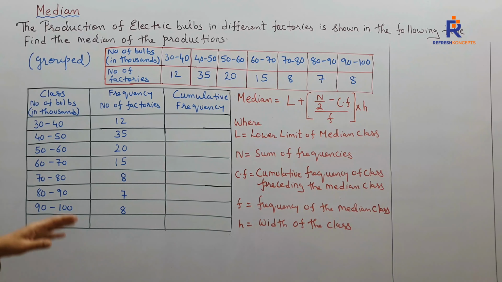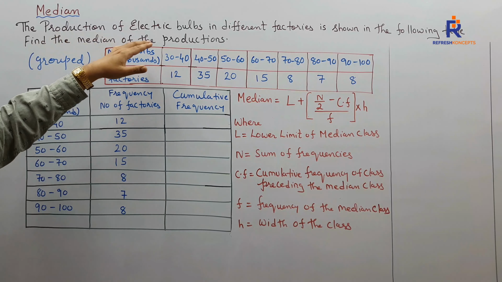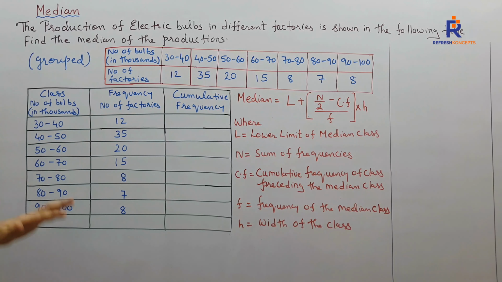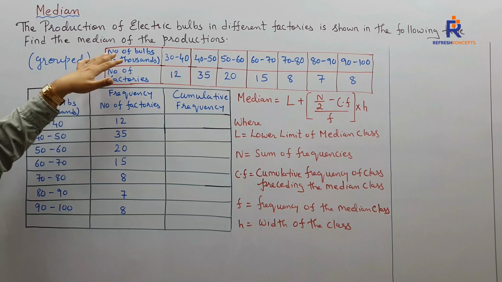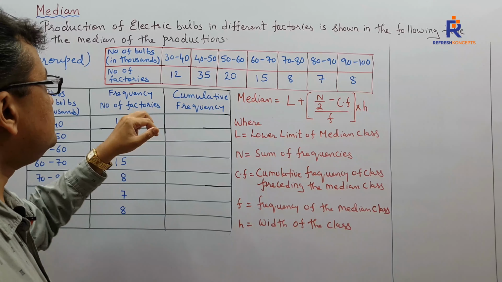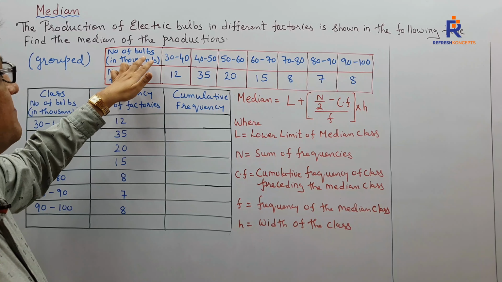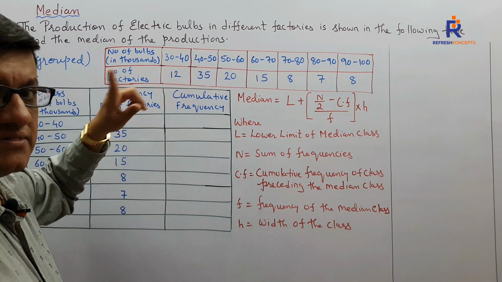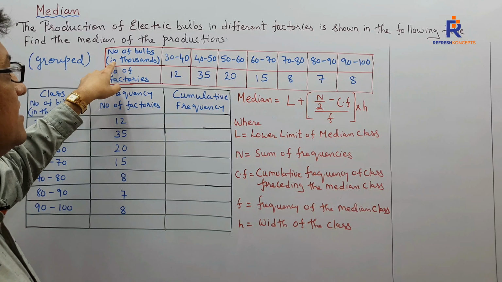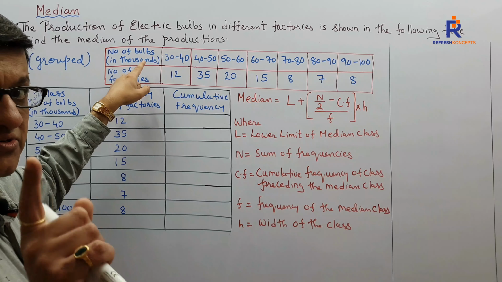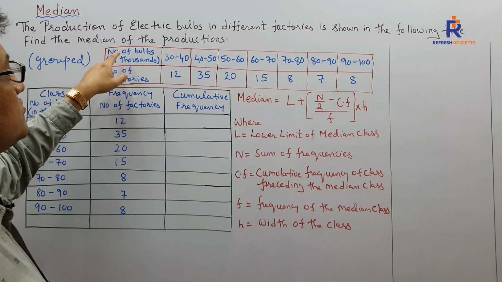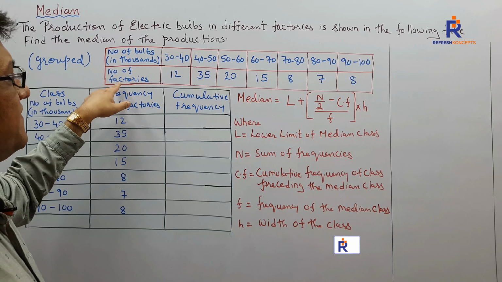Now, what is the question? Let's read. The production of electric bulbs in different factories is shown in the following table. Find the median of the production. Now what is being stated? Number of bulbs in thousands. Keep this in mind. I have taken this for a purpose. Normally something is written over here. Here it is in thousands, so keep that in mind. I shall make you clear once I'm about to finish my sum. So number of bulbs in 1,000 and number of factories.